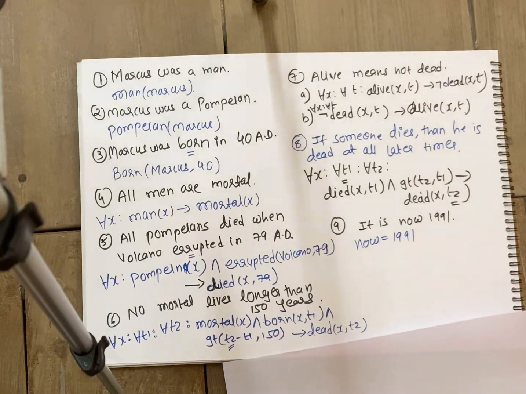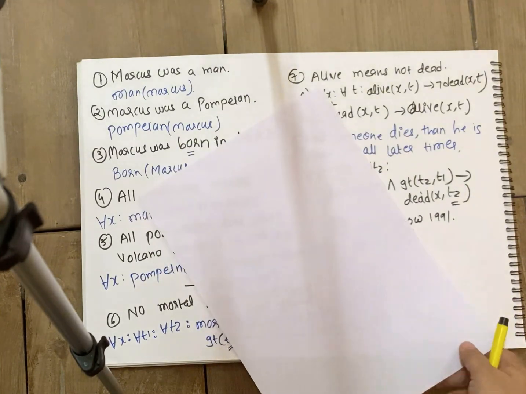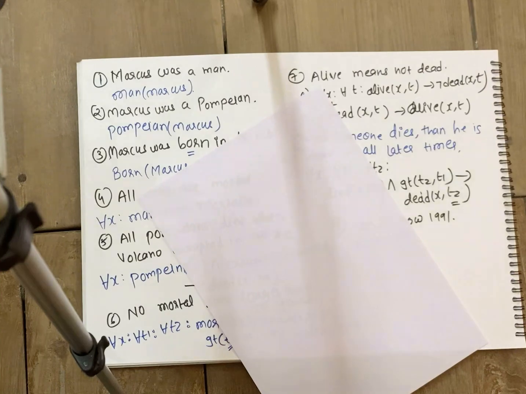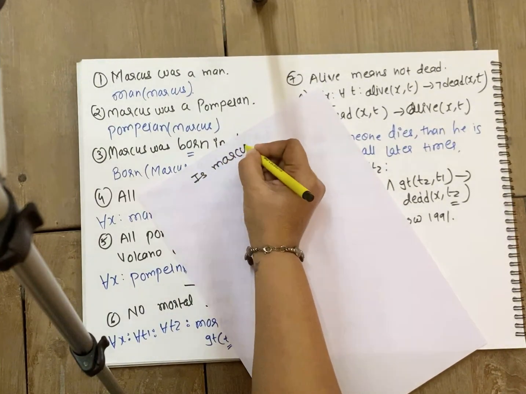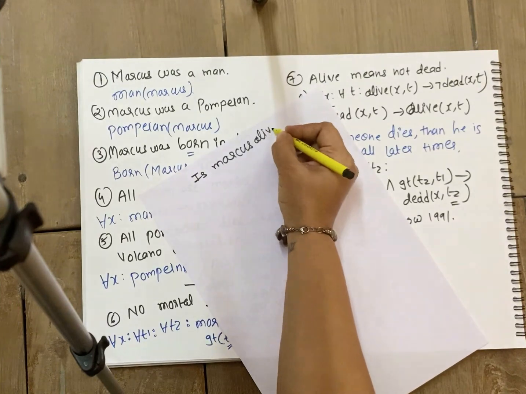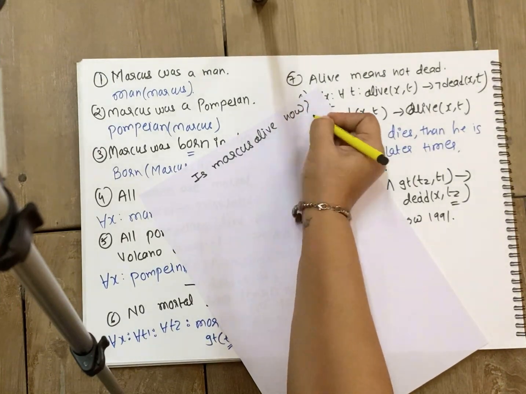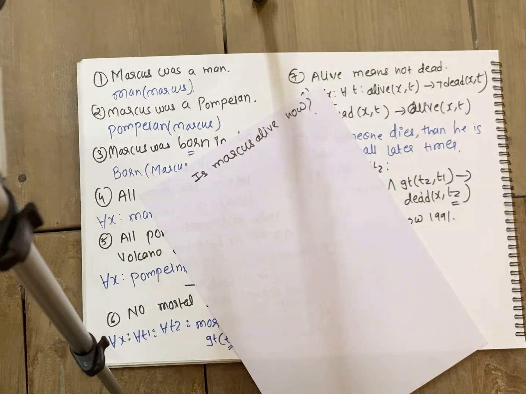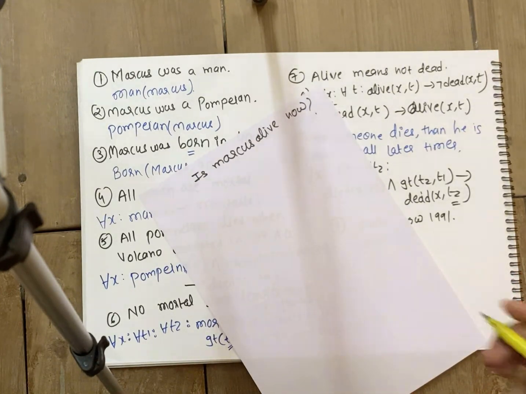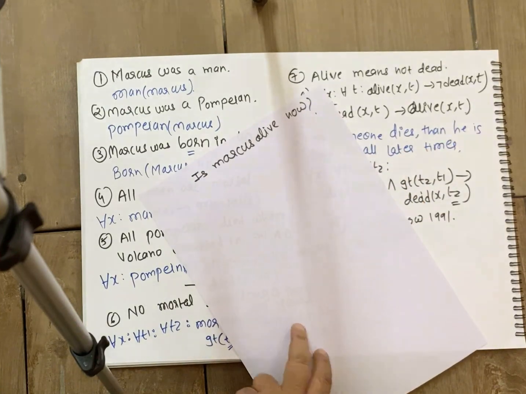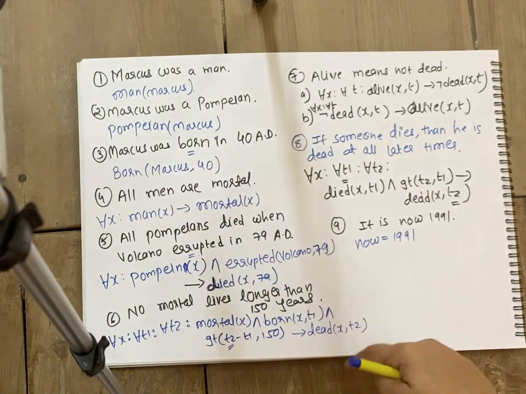Wherever you have the word now, that should be replaced by the value 1991. Now let us quickly solve the example, and the question says, is Marcus alive now? Is Marcus alive? So how are we going to solve this? Okay. Is Marcus alive now? So see, from the facts it is apparent that Marcus is not alive.